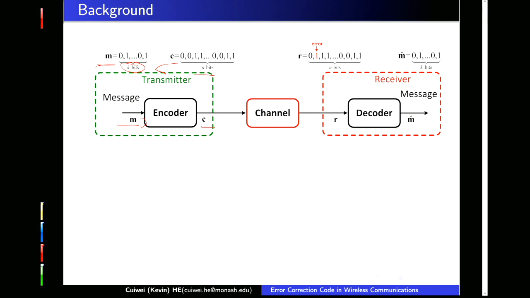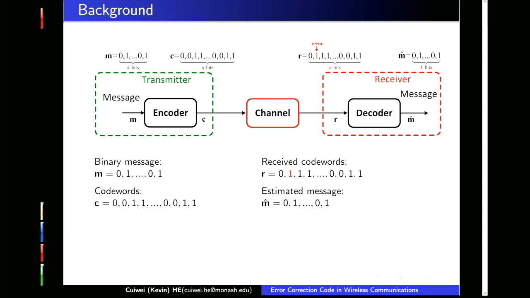After we have the code words, they pass through a channel, which usually has fading and attenuation, and at the receiver we have noise. So the received code words will not be the transmitted ones. They normally have errors. For instance, here we have a single bit of error. The received code word is then sent into a decoder, and from the decoder output, we estimate the transmitted message.